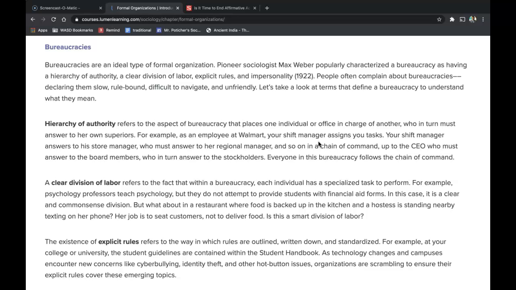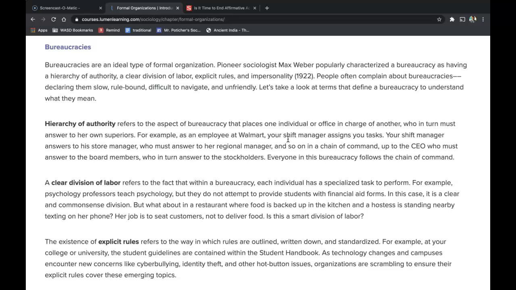Hierarchy of authority refers to the aspect of bureaucracy that places one individual or office in charge of another, who in turn must answer to her own superiors. For example, as an employee at Walmart, your shift manager assigns you tasks. Your shift manager answers to his store manager. You must answer to her regional manager, and so on in a chain of command, up to the CEO, who must answer to the board members, who in turn answer to the stockholders. Everyone in this bureaucracy follows the chain of command.